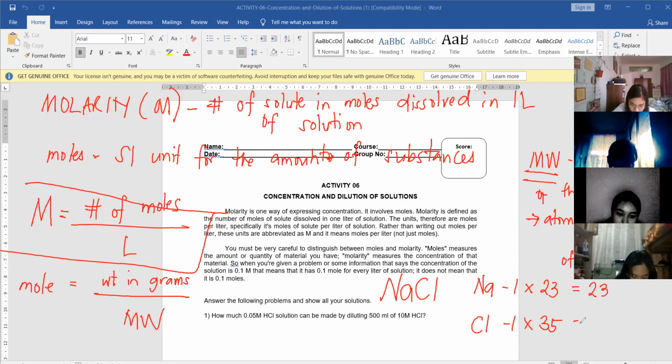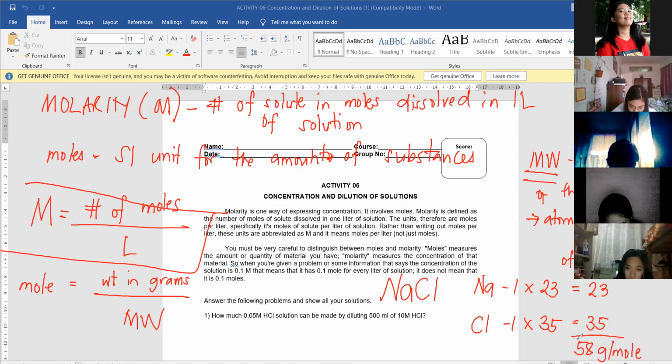So this is how you are going to compute for the molecular weight. Multiply natin sila bawat isa and then i-add natin. So this is 58 grams per mole. The unit for our molecular weight is grams per mole. So for sodium chloride class, it's 58 grams per mole. Ang ibig sabihin yan, sa isang mole ng sodium chloride, ang kanyang weight or ang kanyang mass ay 58 grams. That's how you get the molecular weight. Nasundan yon? Or do you have questions?